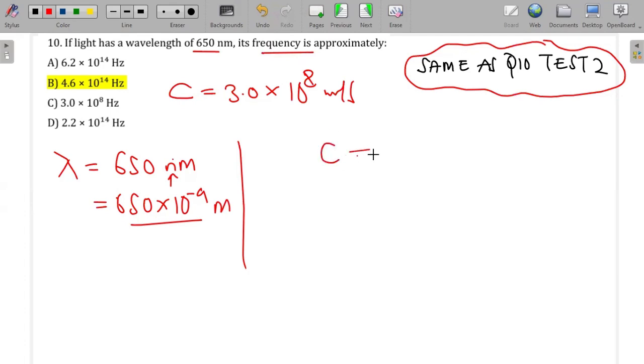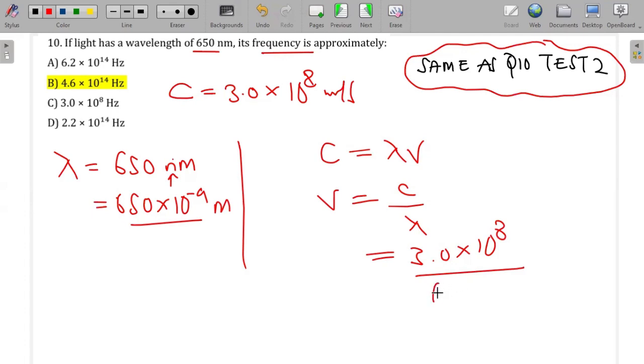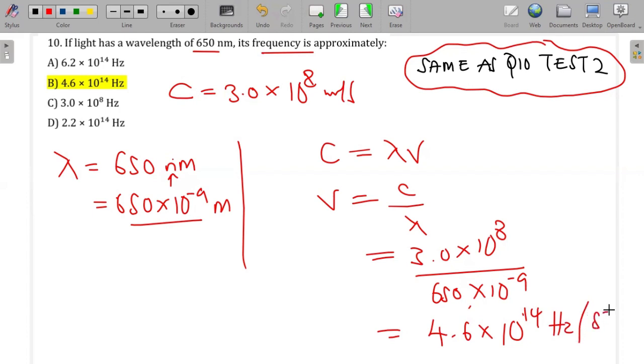So the formula is speed of light is equal to wavelength multiplied by the frequency. So the frequency will just be speed of light divided by wavelength. So this will be 3.0 times 10 to the power 8, divided by 650 times 10 to the power minus 9. So this one gives me a frequency of about 4.6 times 10 to the power 14 Hertz, or second to the power minus 1, or per second. So I just go on the option that has that one. I select it as my answer.